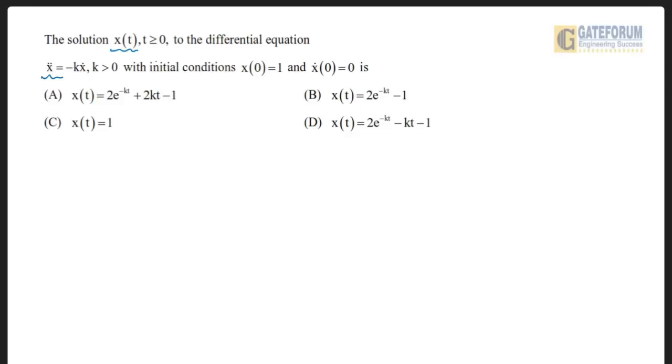T is the independent variable, initial conditions given. These are the two initial conditions: x value 1 at t equal to 0, and x dot, that is dx by dt, value 0 at t equal to 0. Whenever the right side is 0, the equation is called homogeneous linear, otherwise non-homogeneous linear. Here one term with the dependent variable, the first derivative, is on the right side. Just write this term on the left side so that the right side becomes 0; then only it is called a homogeneous linear equation, whose solution is the complementary function only.